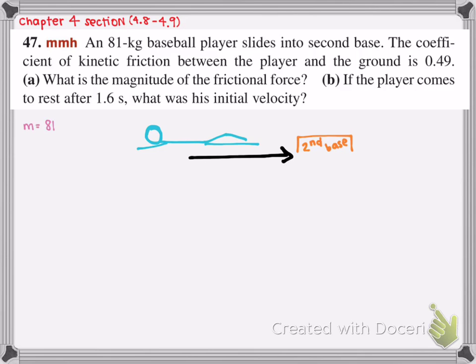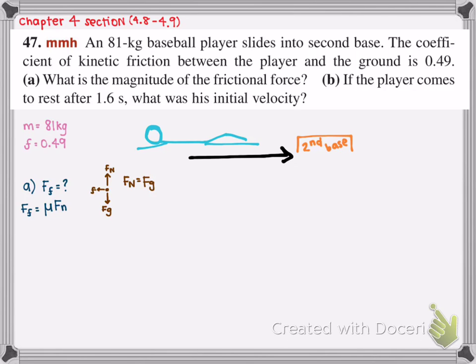Well, we know that the mass of the baseball player is 81 kilograms and the coefficient of friction is 0.49. We need to solve for the frictional force, and we know that the frictional force is the coefficient of friction times the normal force. The normal force is one of the forces acting on the baseball player, so is the force of gravity and friction. Normal force and the force of gravity in this free body diagram cancel each other out because they equal each other.